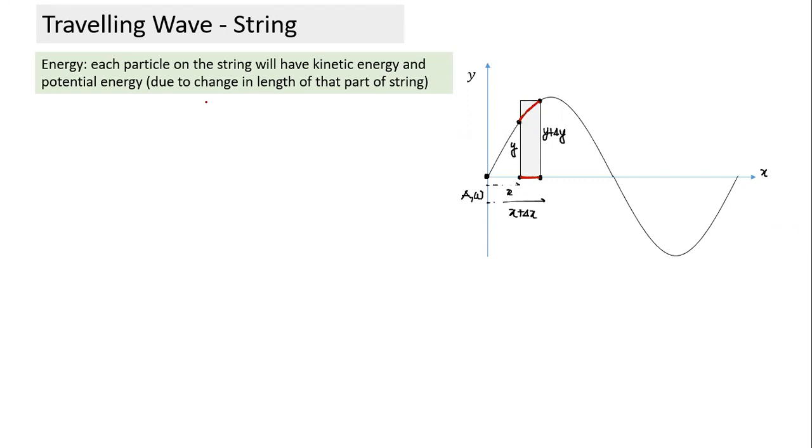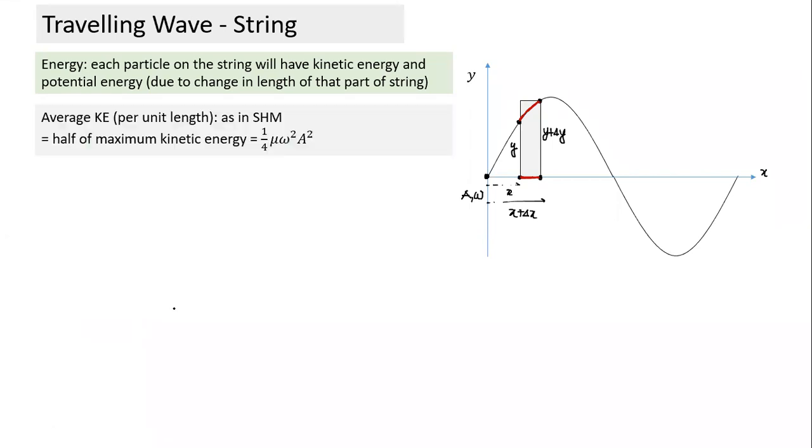So potential energy is due to the change in length of that part of the string. What is the potential energy? It is related to the change in the length of this part of the string. That's what forms the energy. We'll go through this very quickly. Energy terms are not so critical here.